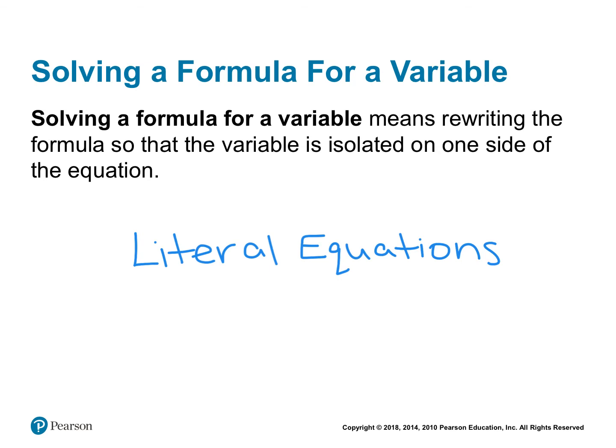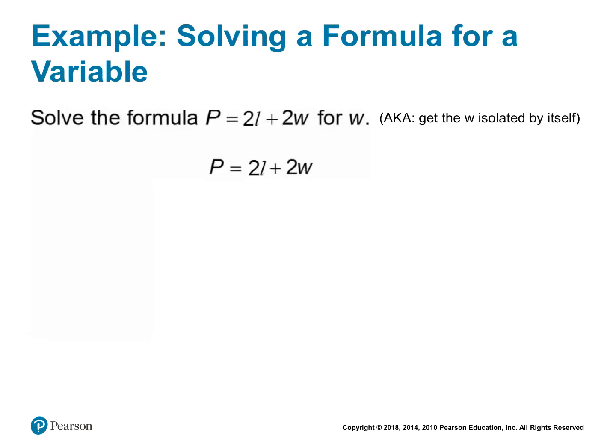Solving a formula for a variable means rewriting the formula so that the variable is isolated, or alone, on one side. You're going to notice we're going to have more than one letter involved in these equations. We're pretty much rearranging equations. For example, this one says solve the perimeter formula for W, also known as get the W isolated by itself, because we're trying to solve for the W.